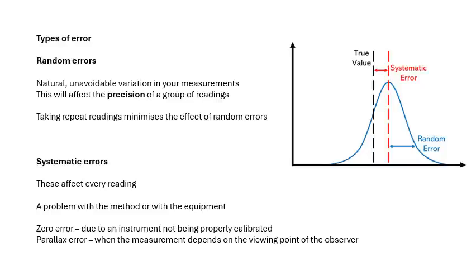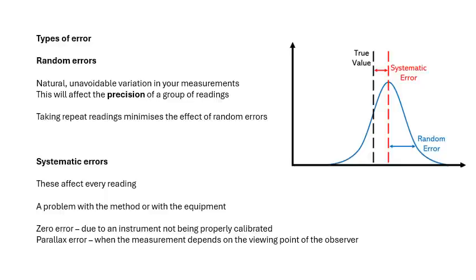Systematic errors: the same error affects every reading. For example, human reaction time, if you're timing something, will always make the reading bigger. It could be a problem with the method or a problem with the equipment, such as zero error. If the instrument, like a scale or a voltmeter, hasn't been properly calibrated and it doesn't read zero when it's supposed to, that's called a zero error.